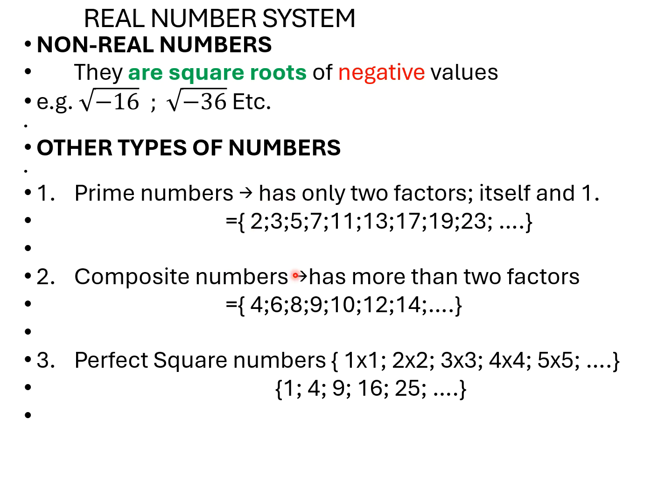Composite numbers have more than two factors. So 4 has the factors 1, 2, and 4. 6 has the factors 1, 2, 3 and 6. Look at 10. 10 has the factors 1, 2, 5 and 10. So because it has more than two factors, they are referred to as composite numbers.